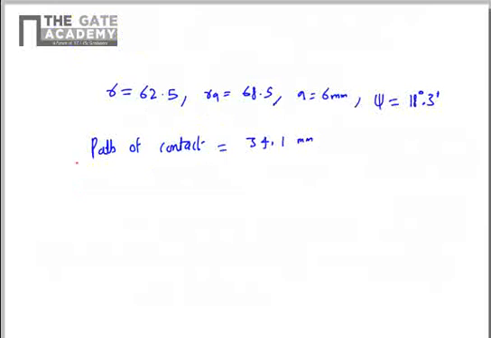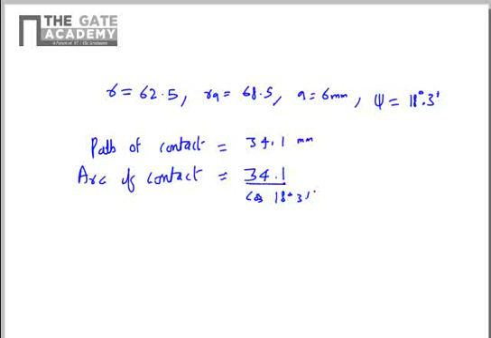Now the second part is to find the arc of contact. Arc of contact is path of contact divided by cos xi, the cos of 18 degrees 3 minutes. This will come around 35.9 mm. This is the arc of contact.